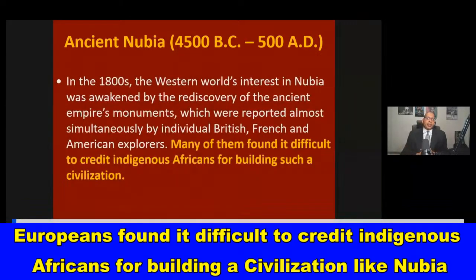Okay, now in the 1800s, the Western world's interest in Nubia was awakened by the rediscovery of the ancient empire's monuments, which were reported almost simultaneously by individual British, French, and American explorers. Many of them found it difficult to credit indigenous Africans for building such a civilization.